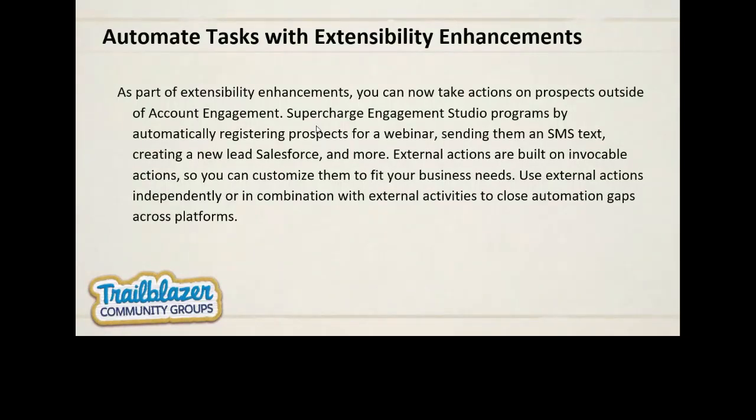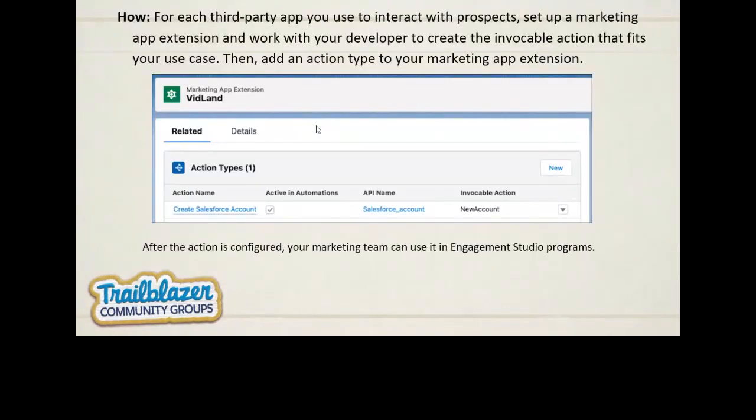For example, you're going to have a webinar outside, probably a Zoom webinar or GoToWebinar kind of thing, and someone filled out the webinar form, they are registered, and you get the data into Pardot. Now you have the flexibility to send them an SMS text as well. With external actions in place, you have that flexibility, either through an engagement journey.